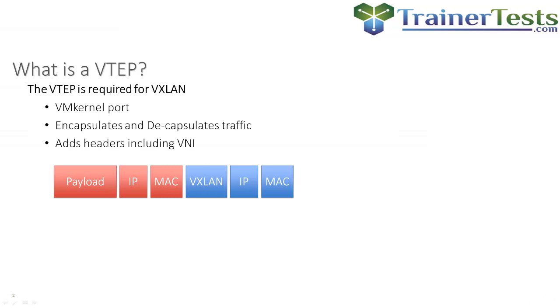And the job of the VTEP is to perform VXLAN encapsulation and decapsulation. It adds headers to traffic that's about to traverse the physical network, like a VXLAN header, an IP header, and a MAC header. So the goal of these VXLANs is simply to ship traffic from one ESXi host to another across some physical network.